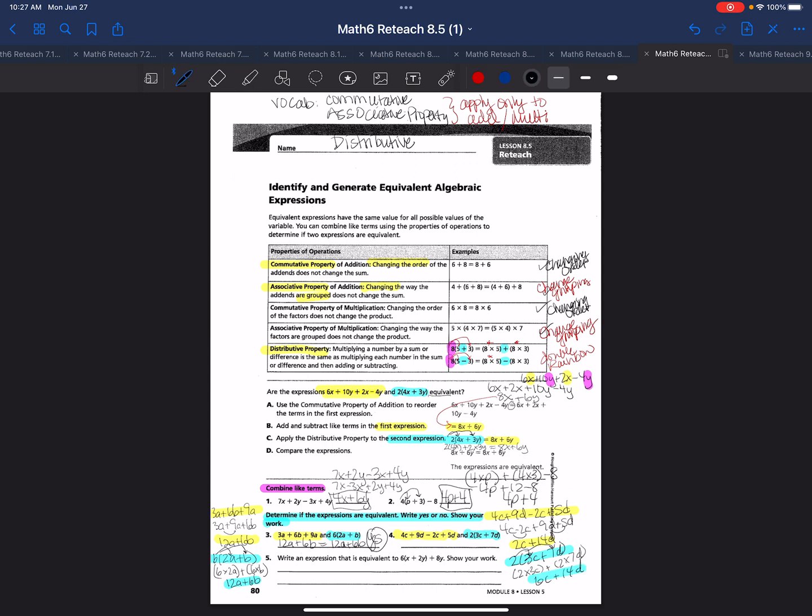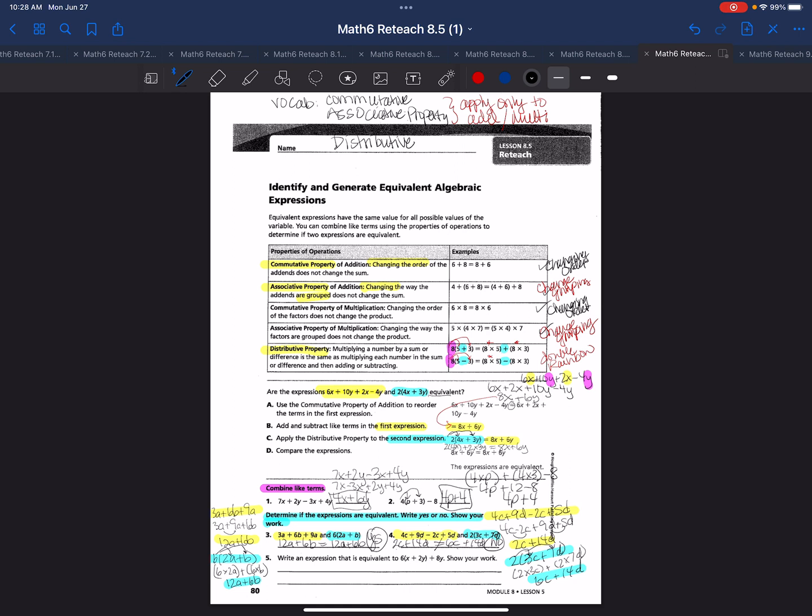And now let's see if they are equivalent. So I have 2c plus 14d. Is that equal to, it's not equal to 6c plus 14d, because I did not get the same. Because over here I got a 2c, and this one I had a 6c, so those are not equivalent.